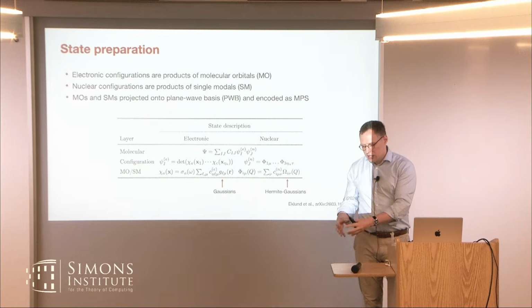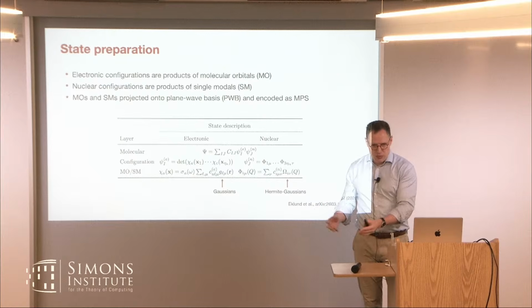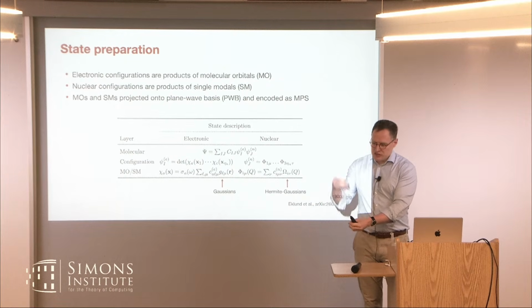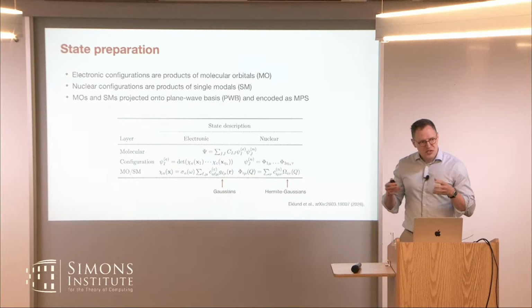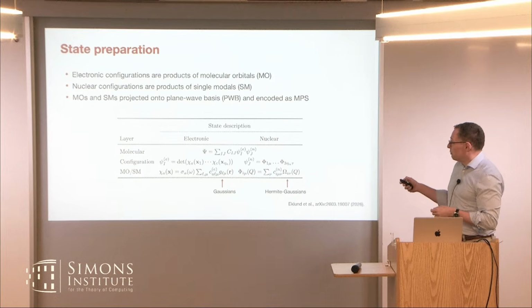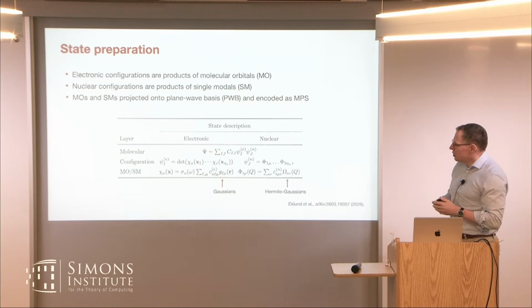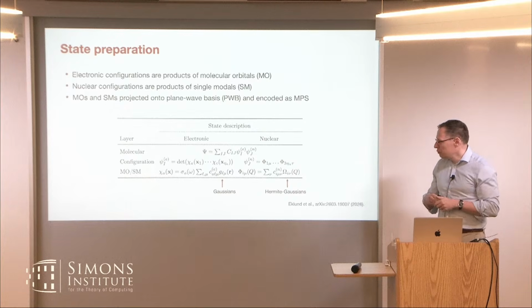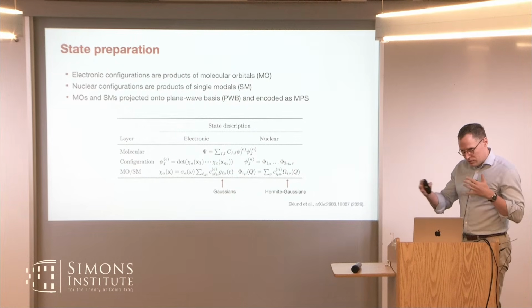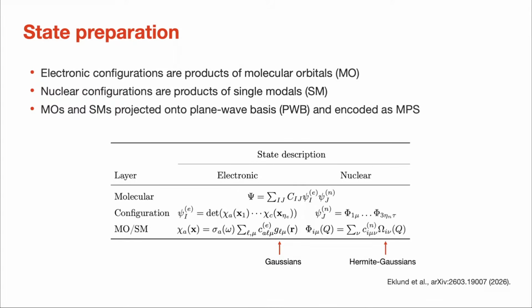So you might say, okay, I do Hartree-Fock or full CI or whatever on my molecule, and then I excite it to some excited state, but I have a representation of that molecule in terms of molecular orbitals for the electrons and in terms of the single modals for the nuclear configuration. So these are the Hermite polynomials, Hermite Gaussians on the nuclear coordinates. Both of these end up being projected into a plane wave basis and encoded as a matrix product state using the procedure that Bill developed for electronic states, and we adapted it to include also nuclear configurations.